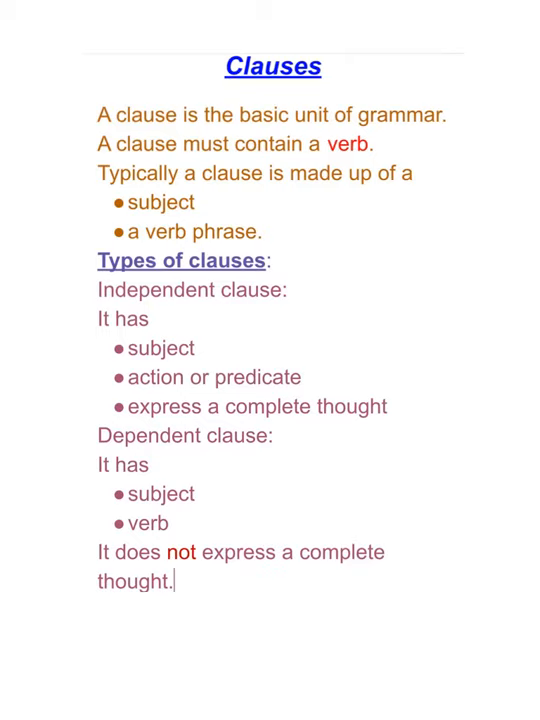Independent clause contains all the information necessary to be a complete sentence. Dependent clause, it has subject, verb. It does not express a complete thought. Dependent clause cannot stand alone as a sentence.